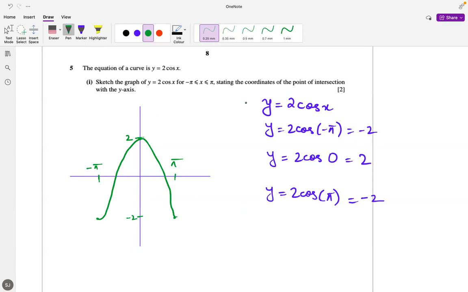All right. Now we have to state the coordinates of the point of intersection with the y-axis. We can see that the coordinates for the point of intersection with the y-axis are 0, 2.